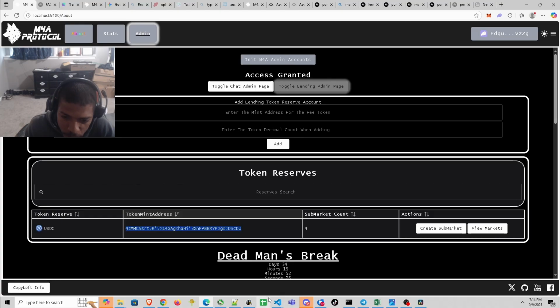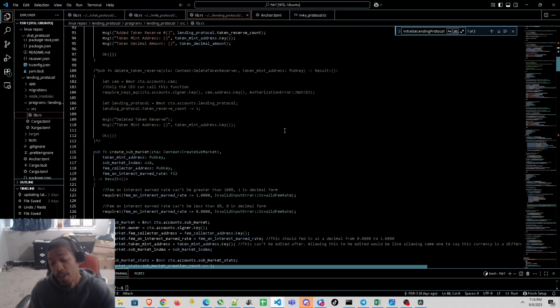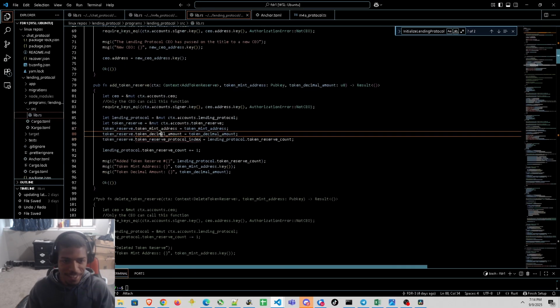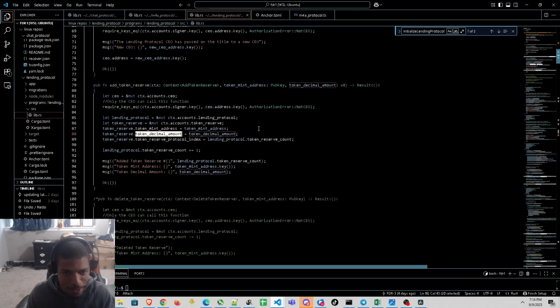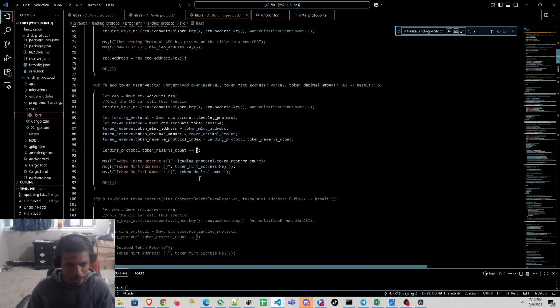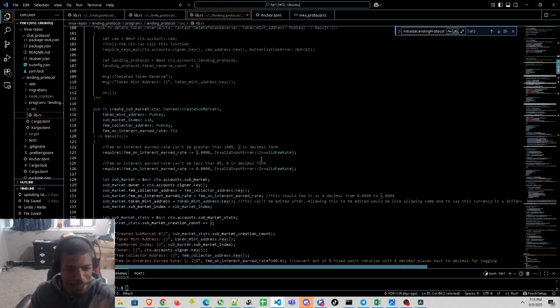Okay, and there are 4 submarkets. Anyway, back. So now that you have a token reserve, that's essentially saying, at this mint address, this decimal amount, how many decimals it has. And we increase the number of token reserves, like, oh, there's another token reserve. We add a number, we log that, and that's basically it. And just a little bit of logging. Nothing too special. That's just saying which coins are okay. The CEO says which coins are okay. Delete, that probably won't stay there.